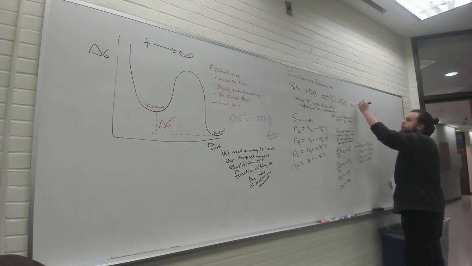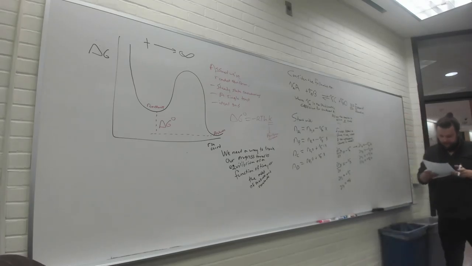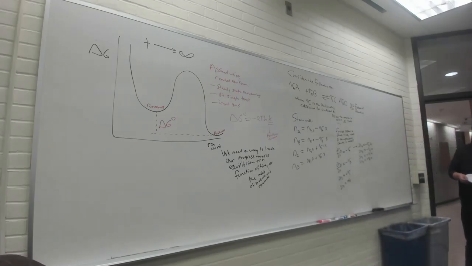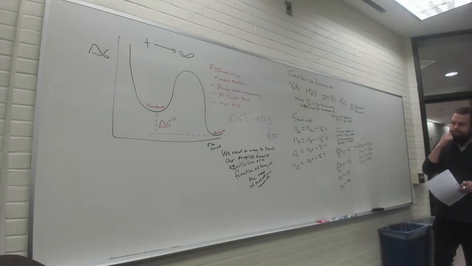Just as a reminder, I haven't said this: if you have the book, they'll call this extent of reaction. X is called the extent of reaction. Atkins uses a different symbol, and I hate the symbol that they use, so I'm using X here. The only problem with X is that you confuse it with mole fraction, but it won't be a big deal.